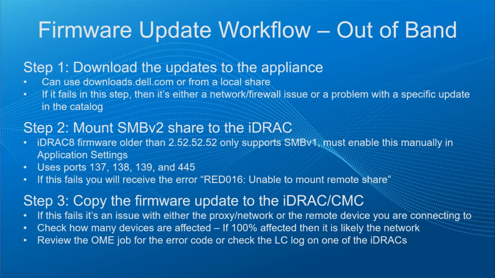To wrap up, let's go over a few more things. First, we'll talk about firmware update workflow for out-of-band. Step 1. We'll download the updates to the appliance. We can use downloads.dell.com or from a local share. If it fails in this step, then it's either the network or a firewall issue of some kind, or it could be a problem with the specific update in the catalog.